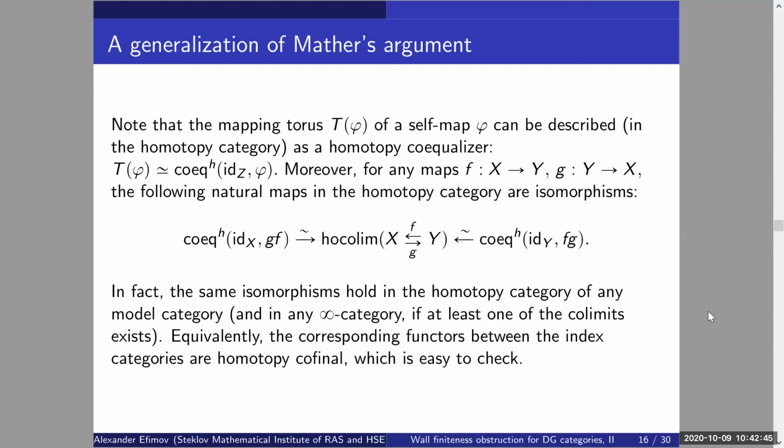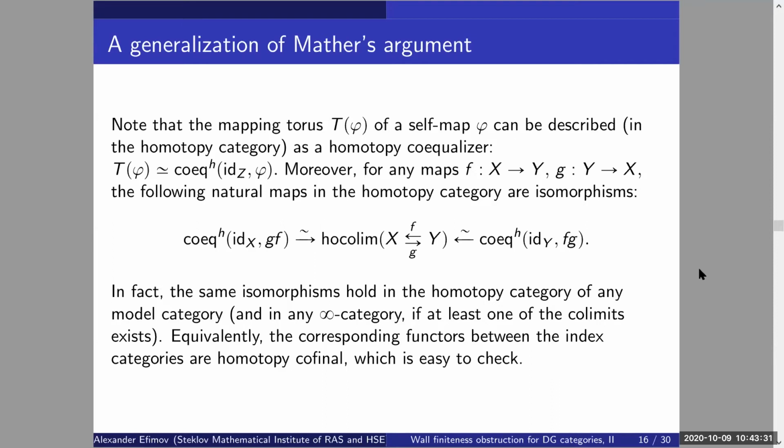And another way to say this: the corresponding functors between the index categories, these three categories from which we take the functors to topological spaces, are homotopy cofinal, which is easy to check using any of the standard criteria. And in particular, it is sufficient to know that this holds in the opposite category of topological spaces. So if you replace the co-equalizers with equalizers, and homotopy co-limit with homotopy limit, then if you know this for topological spaces, you know this for any infinity category.